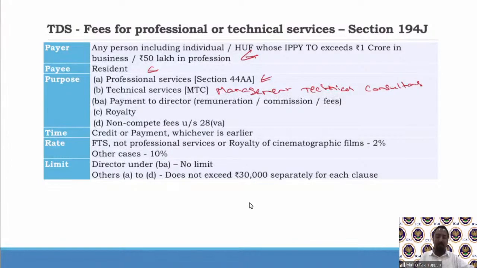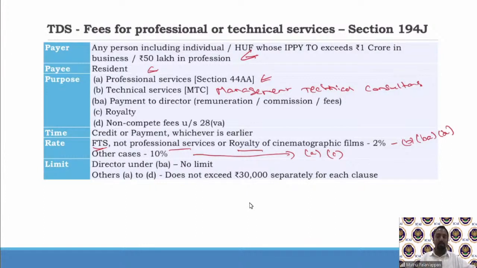So when should you deduct? Credit or payment, whichever is earlier. What is the rate? If it is fee for technical services, that is FTS, not being professional or royalty, so other than professional or royalty, it is 2%. So typically, we'll keep it as B, BA, and D. For all these, B, BA, and D, it is 2%. For other cases, that is your A and C, it is 10%. So whatever is called professional or royalty is deductible at 10%. For other things, that is management, technical, and consultancy, called technical services, and other things like payment to directors and non-compete fees, tax is deductible at 2%.